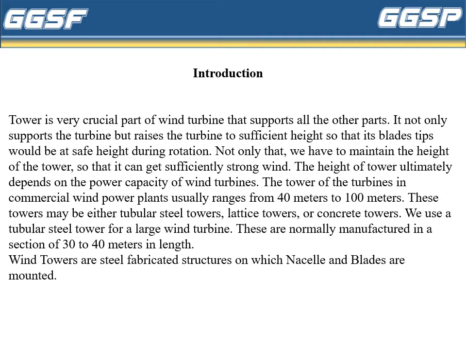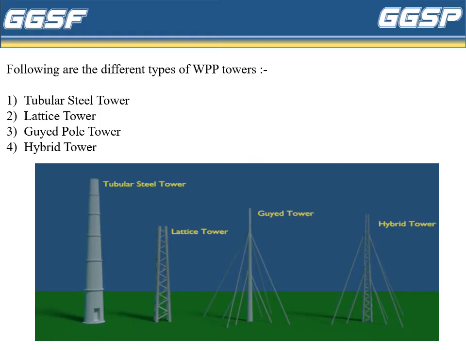These towers may be either tubular steel towers, lattice towers, or concrete towers. We use a tubular steel tower for a large wind turbine. These are normally manufactured in sections of 30 to 40 meters in length. Wind towers are steel fabricated structures on which the nacelles and blades are mounted. These are the different types of wind power plant towers. First, tubular steel tower. Second, lattice tower. Third, guide pole tower. And fourth one is the hybrid tower.